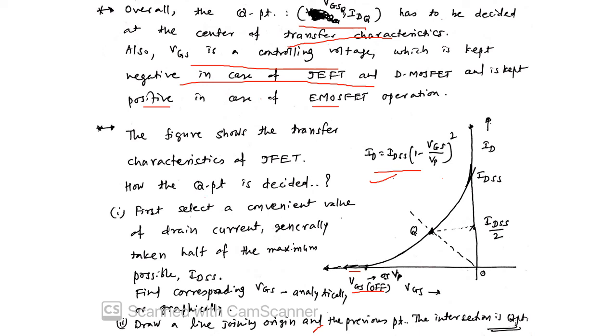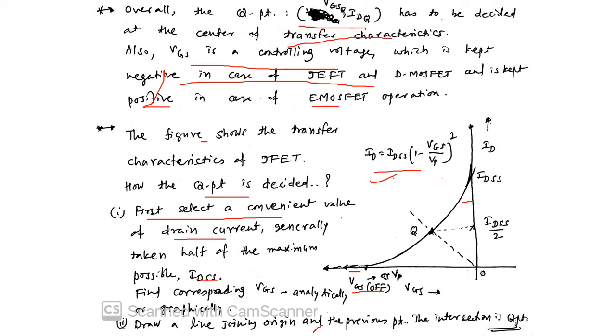Now, how to decide the Q point? First select a convenient value of drain current, because we have to decide IDQ and VGSQ. First we decide the drain current, which should be, as we said, half of the maximum value IDSS. With respect to that, from the manufacturer or from this equation, you have the transfer characteristic. So with respect to IDSS by 2, you can find VGS corresponding to it.